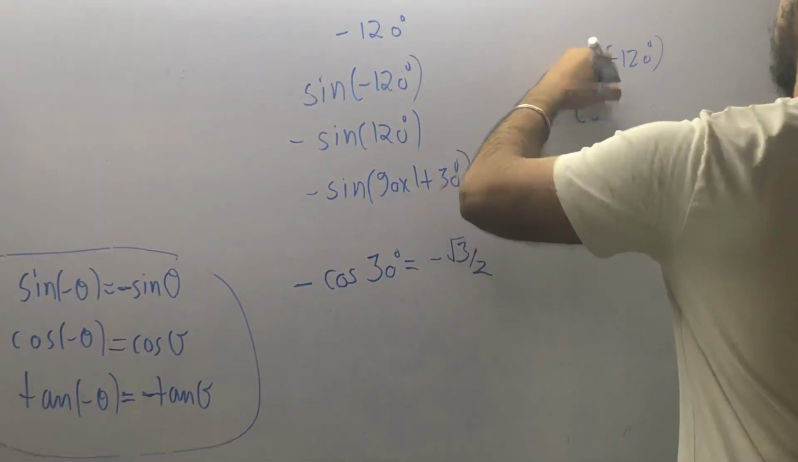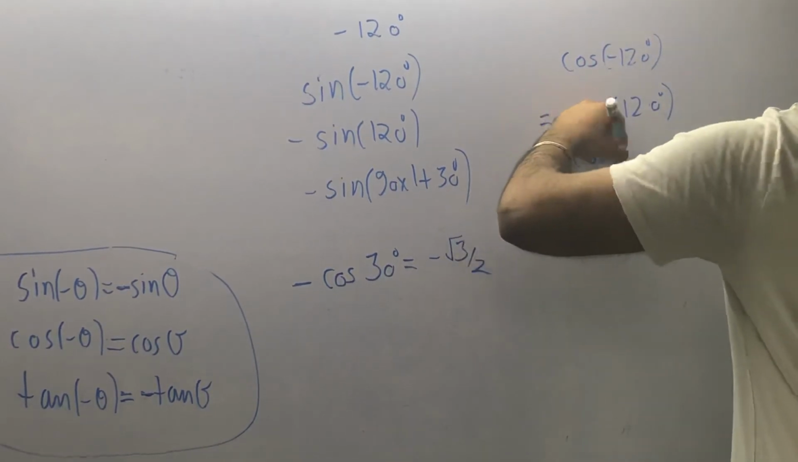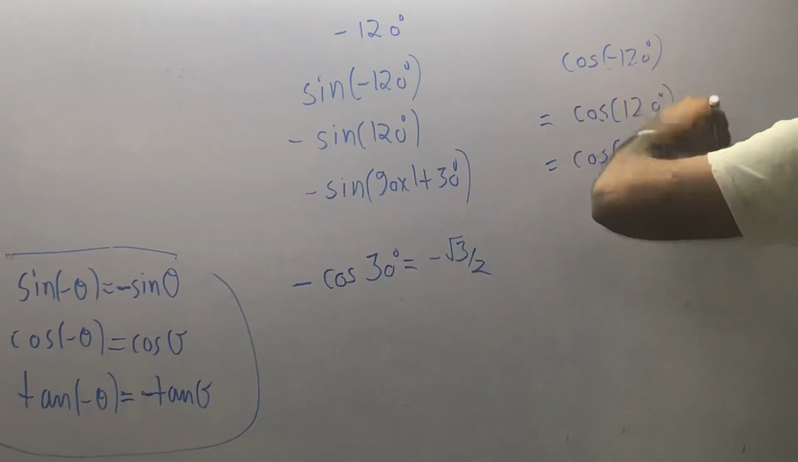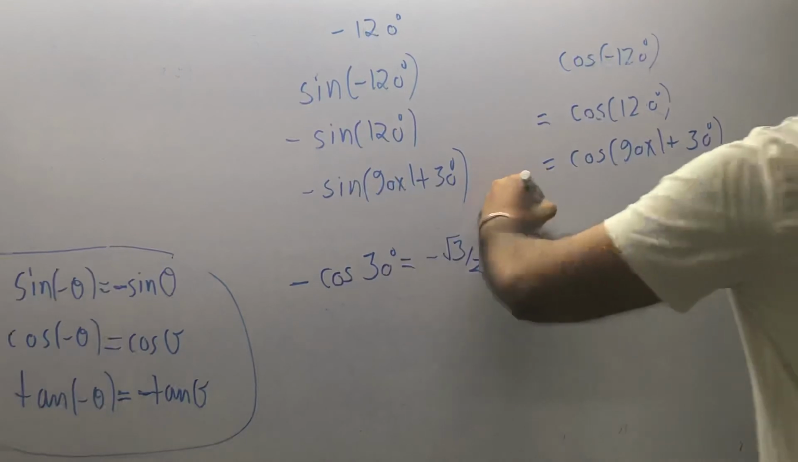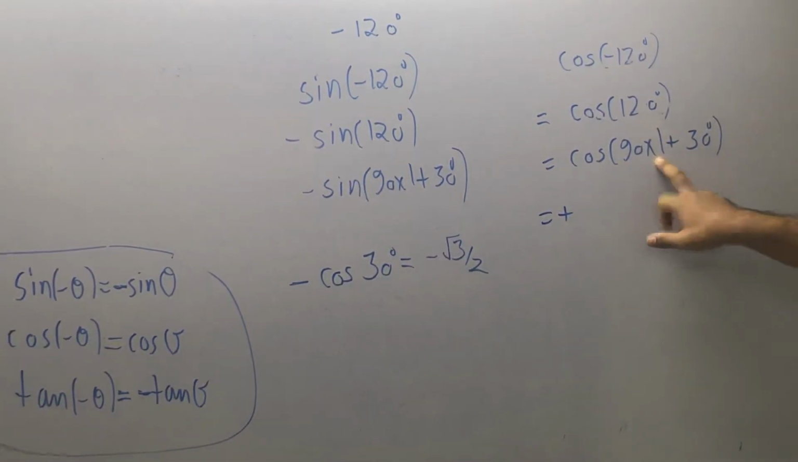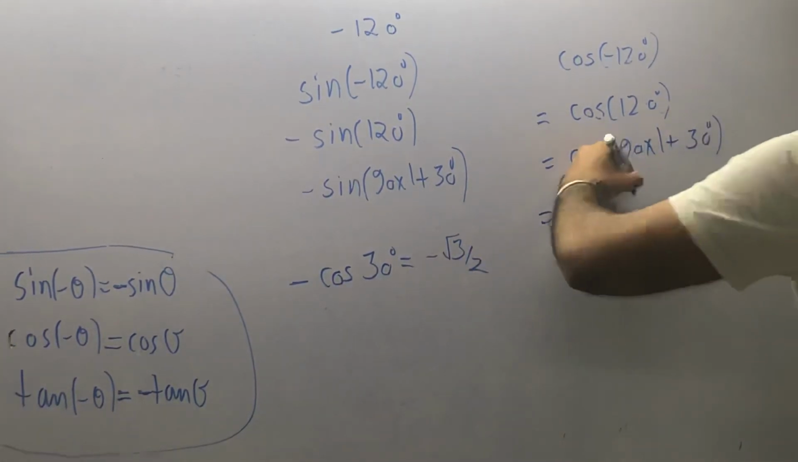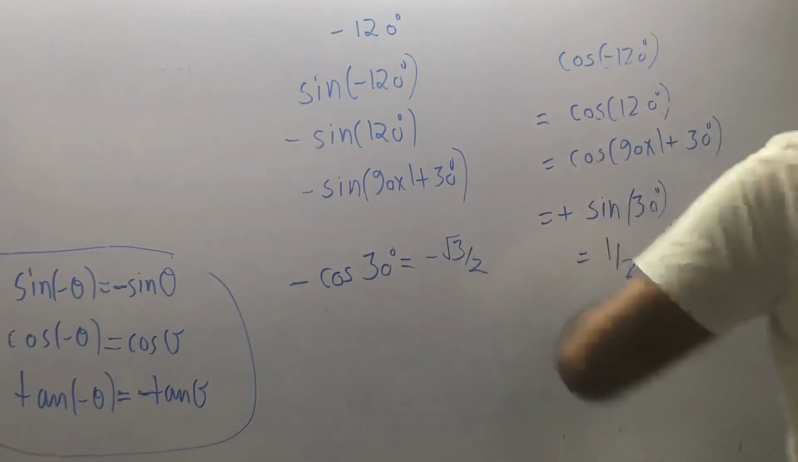So what will I write here? Cos 120. Now it's a simple problem. You can write like this. Lying in the second quadrant, cos is negative, so minus. Then 1 is even or odd? 1 is odd, so it will convert to sine. Remaining 30, sine 30, so 1 by 2.